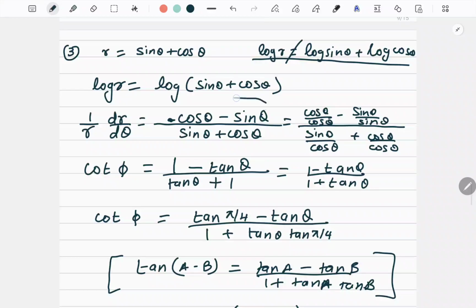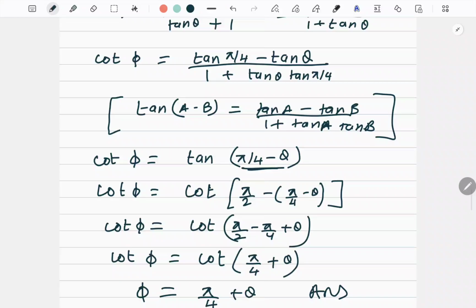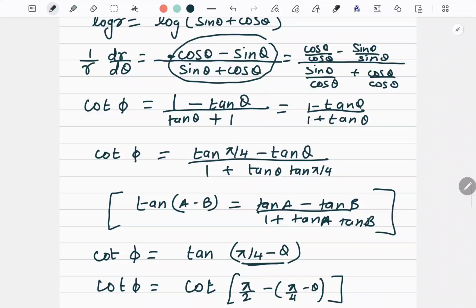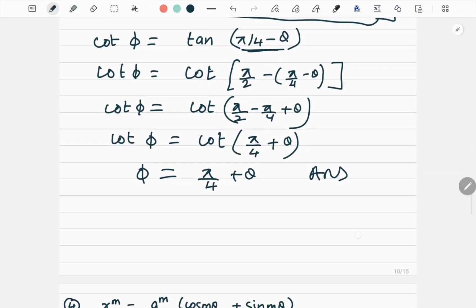You can remember that (cos theta minus sin theta) upon (cos theta plus sin theta) is tan of (pi by 4 minus theta). You can also remember (1 minus tan theta) upon (1 plus tan theta) is tan of (pi by 4 minus theta). No harm in using the formula directly, here also. Since I don't remember these two formulas, and I was more comfortable in this format, I converted it in this format. So I got the answer.